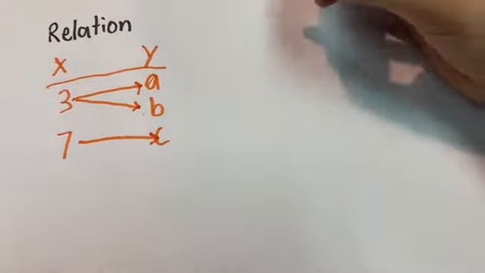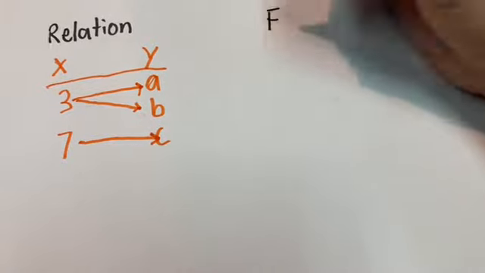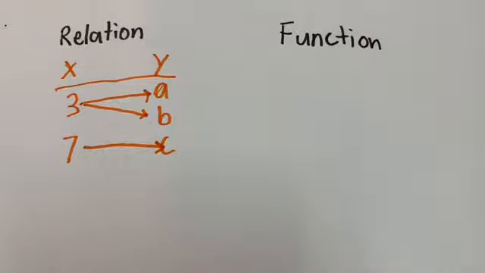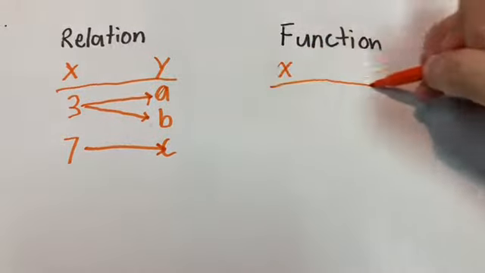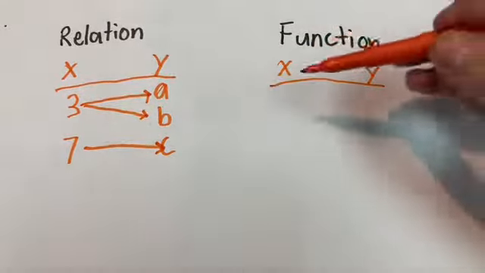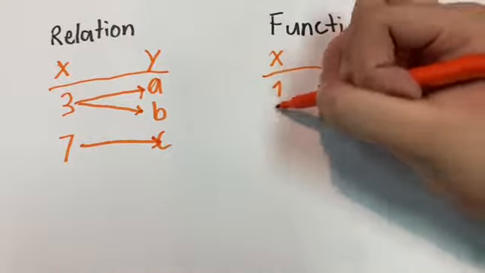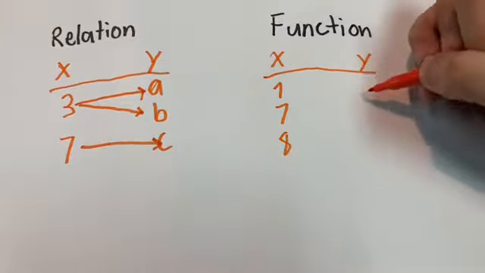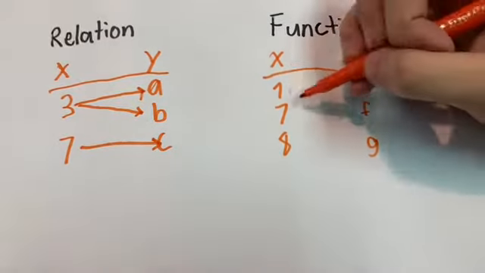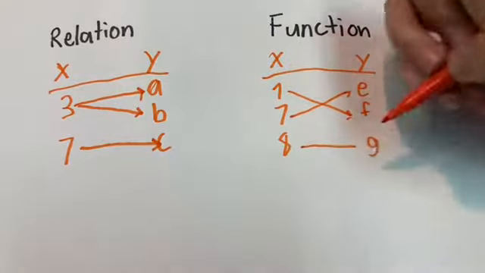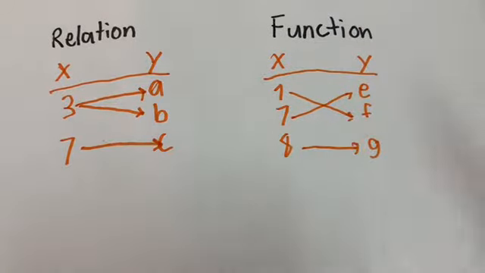So what is a function? A function is a relation as well, but unlike the example we have here, what makes this relation a function is that each single variable inside of a function corresponds to exactly one variable. Only one variable in the domain corresponds to one variable in the range. In this function, we have 1, 7, 8, while here we have E, F, G. 1 corresponds to F, 7 corresponds to E, while 8 corresponds to G. So every single variable in the domain only corresponds to exactly one variable in the range.